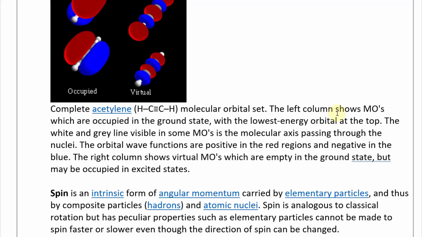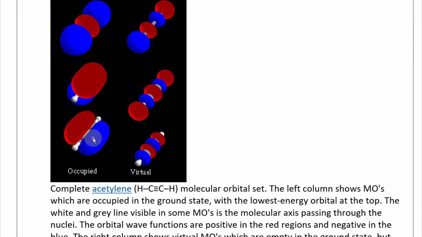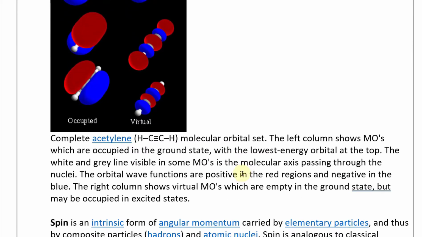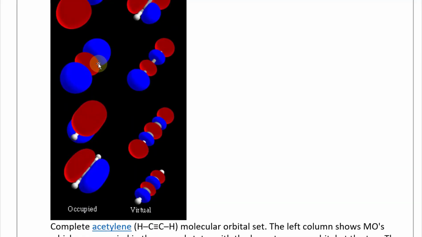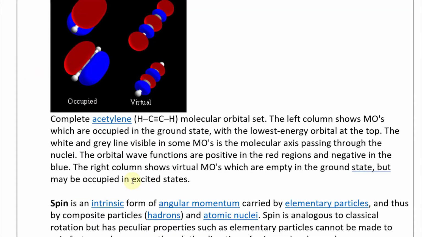A molecular orbital set. The left column shows molecular orbitals which are occupied in the ground state, with the lowest energy orbital at the top. So yes, it's basically low energy there, and then they get higher energy at the bottom. The white and gray line visible in some MOs is a molecular axis passing through the nuclei. The orbital wave functions are positive in the red regions and negative in the blue. And yes, you have different charges and probability of seeing the charges and so on in these regions.